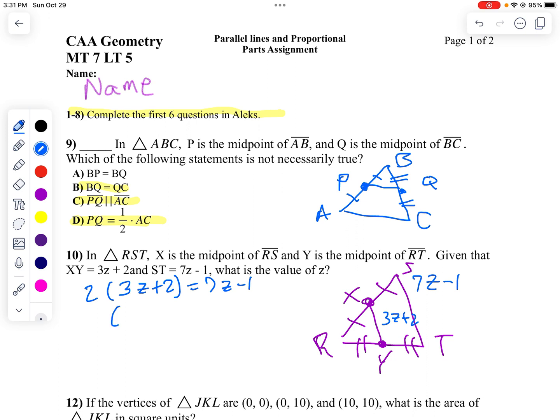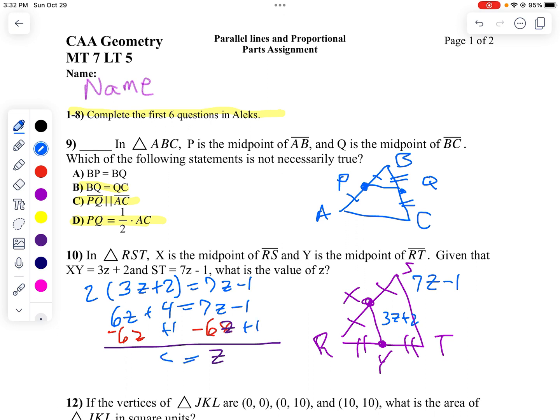So distribute, we get 6Z plus 4 equals 7Z minus 1. Let's solve for Z, so we'll subtract 6Z from both sides. And when you do that, we get, well, I put X, I meant Z. We get Z. Well, I want to get rid of that 1, so let's add 1 to both sides. And Z equals 5. And that's all we're supposed to find on that one, was 5 equals Z. And that's what you would do on that question.